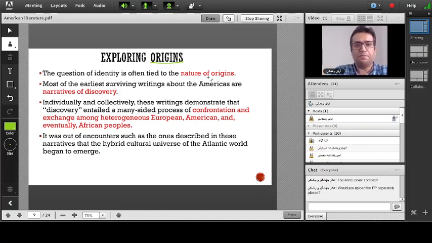And so these books in general, these narratives of discovery, individually and collectively, each one of them separately, or if you look at them as a whole, all of these writings talk about some kind of confrontation, the confrontation between the Europeans and, of course, the natives, and later on, the African people who were imported as slaves.